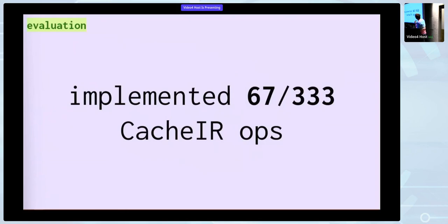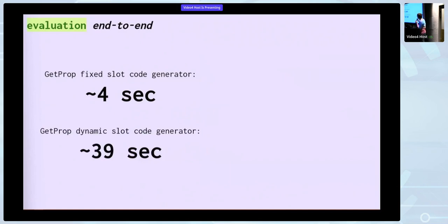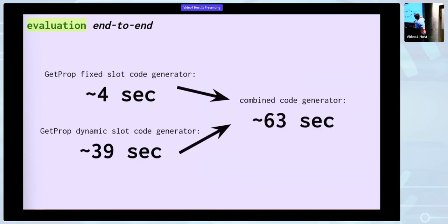Evaluation is a work in progress. We've implemented 67 of the 333 CacheIR ops that currently exist. I'm sure there'll be more tomorrow. That fixed slot generator I showed you verifies in 4 seconds. A version that handles just dynamic slots verifies in 39 seconds. Putting them both together, it verifies in 63 seconds. So we're not blowing up as we add more branches to our code generator.